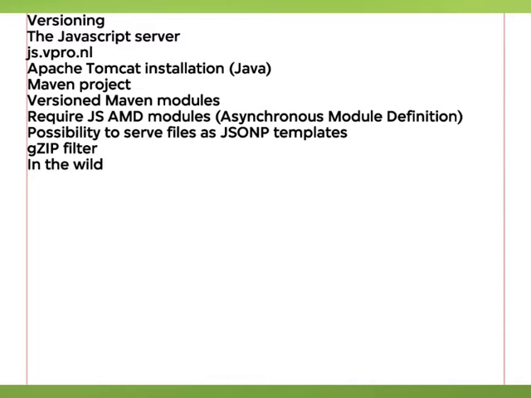So, well, the name is quite obvious. It's the JavaScript server. I think we should come up with a proper name, because it's really important to us. It runs on js.vpro.nl. It's an Apache Tomcat installation. We have a lot of gifted Java developers walking around the office, and they were very happy to help us to provide us with an application platform.